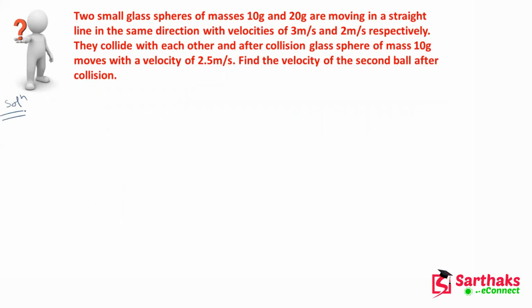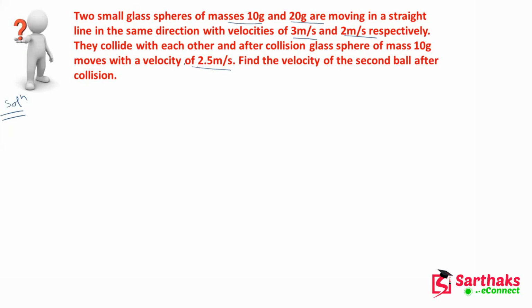Two small glass spheres of masses 10 gram and 20 gram are moving in a straight line in the same direction with velocities of 3 meters per second and 2 meters per second respectively. They collide with each other, and after collision, the glass sphere of mass 10 gram moves with a velocity of 2.5 meters per second. Find the velocity of the second ball after collision.